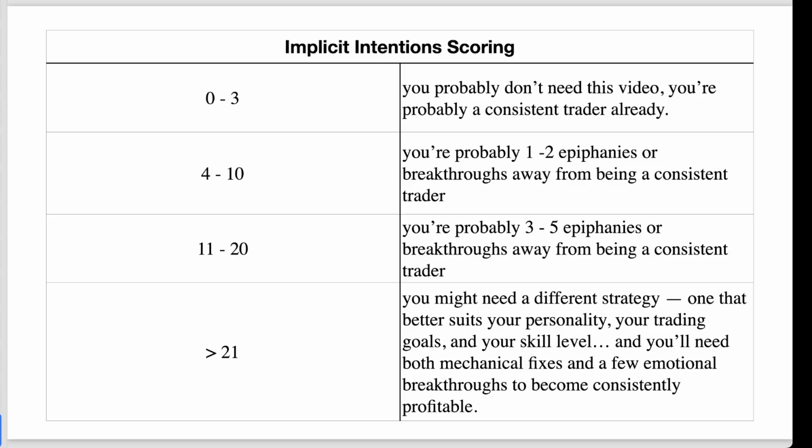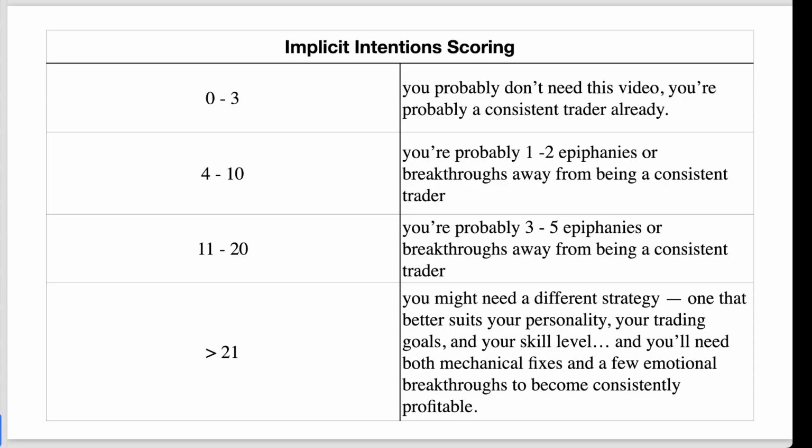If you scored between 11 and 20, you're probably 3 to 5 epiphanies or breakthroughs away from being a consistent trader. Still not too far away. Again, I'll show you shortly how to get those. If you scored greater than 21, you might need a different strategy, one that better suits your personality, your trading goals, your skill level, and you'll need both mechanical fixes and a few emotional breakthroughs to become consistently profitable. That's just how it is. If you have that many, you're probably going to need a different strategy as well as some epiphanies and breakthroughs.